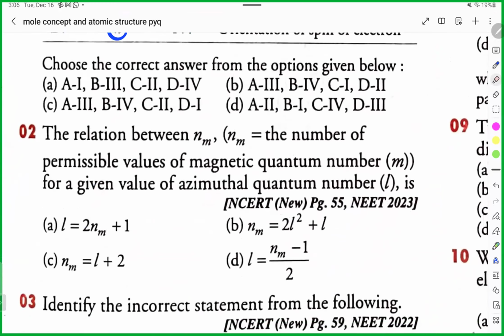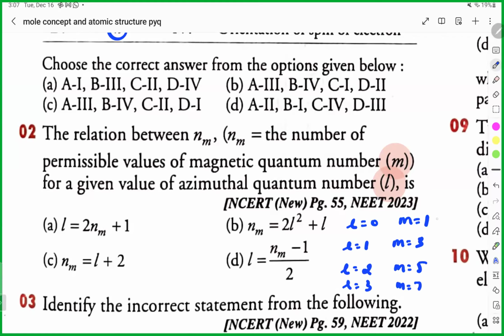Nm is the number of permissible magnetic quantum number m, given the L value. How to do this? If L value is 0, then m value will be 1, correct? 1 orbital. If L value is 1, p, m total will be 3: minus 1, 0, plus 1, total 3. If L value is 2, it will be 5. If L value is 3, it will be 7. Can we say m value is 1 more than double? Correct? Yes or no?